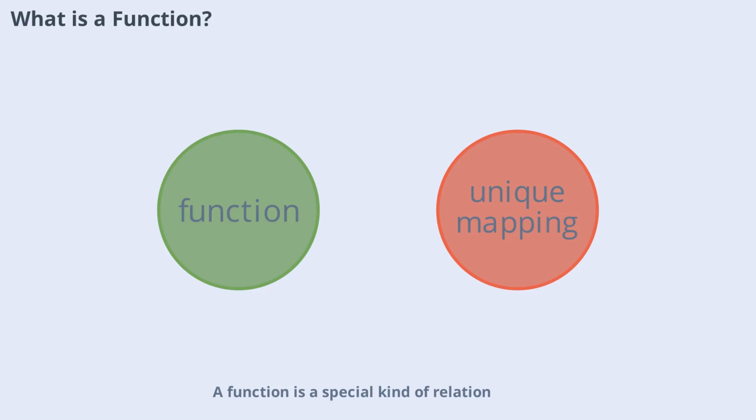A function is a special kind of relation. It's a relation from set A to set B where every element of A has one and only one image in B. In other words, no two pairs in the function have the same first element. This uniqueness is what makes functions so powerful in mathematics, as they provide a clear, predictable mapping from one set to another.